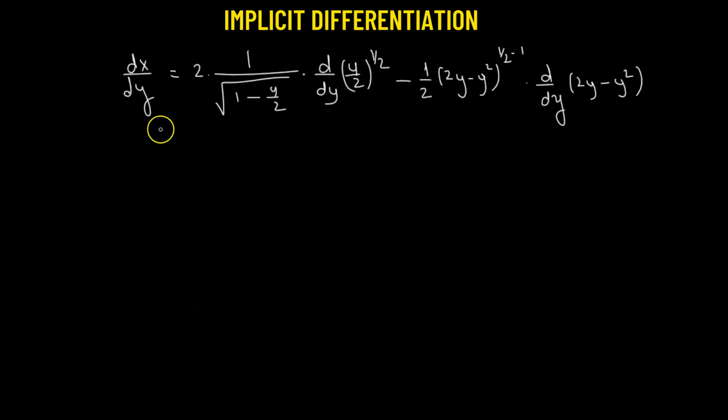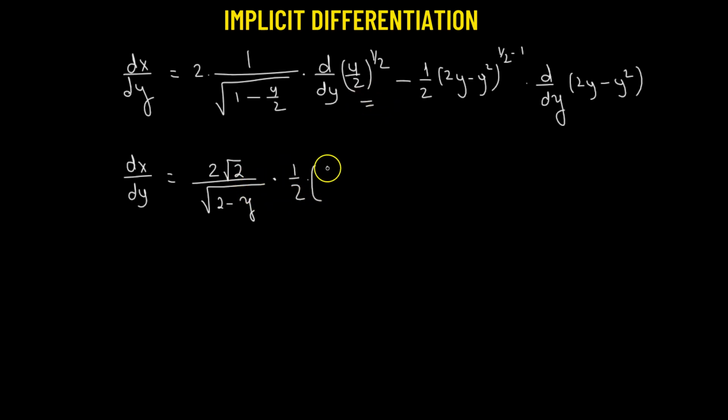Further simplifying, the derivative of x with respect to y will be equal to, we'll combine 1 minus y over 2, and there will also be a division by 2 in the denominator. So that means we can have 2 times square root of 2 divided by square root of 2 minus y, in the numerator and denominator. This will be multiplied by half. We are using the power rule here: half multiplied by y over 2 raised to the power of half minus 1. But we'll have to use the chain rule, so we will multiply by the derivative with respect to y of y over 2.